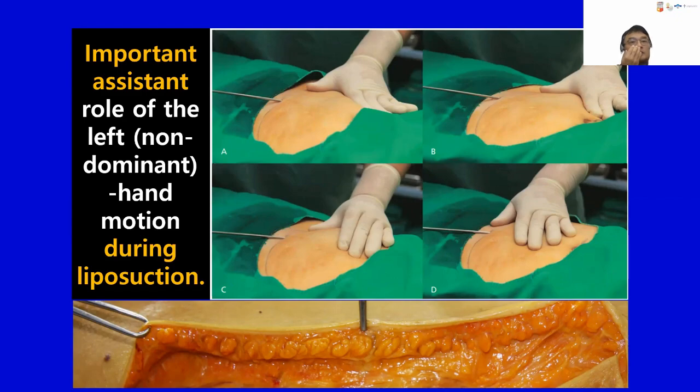If so, how to place the cannula at superficial or middle or deep layer? In principle, the cannula of the right dominant hand always should be moved parallel to the abdominal wall, and the left hand must feel the location of the cannula during suction, and it participates in an important assisting role when the cannula should be moved to deeper or more superficial layer for liposuction.